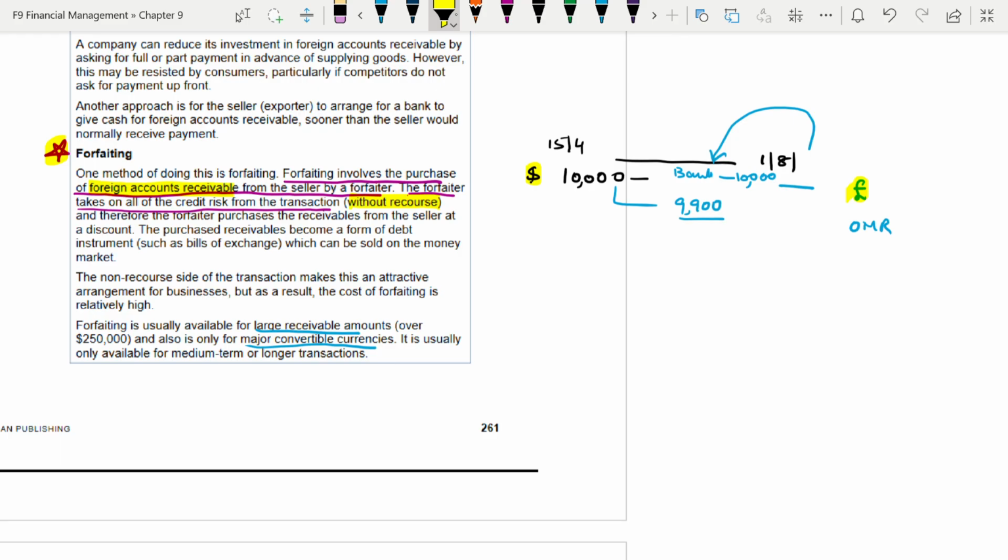That is the reason I have mentioned very clearly that you are taking the dollars and converting into Omani riyals. Okay, clear.